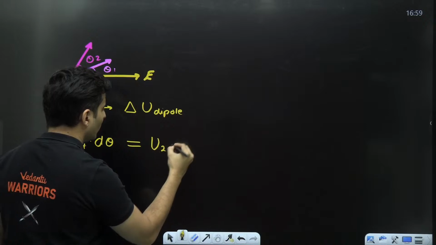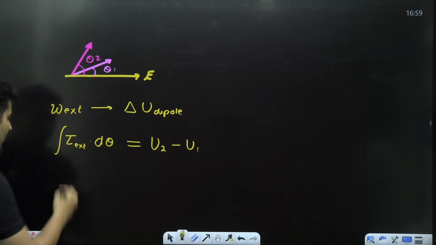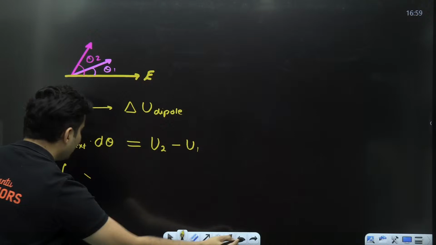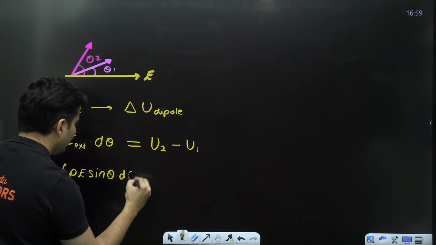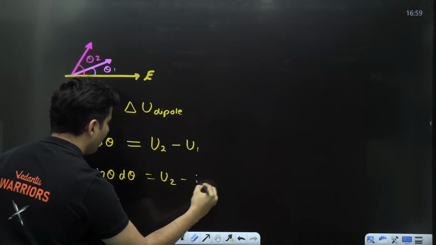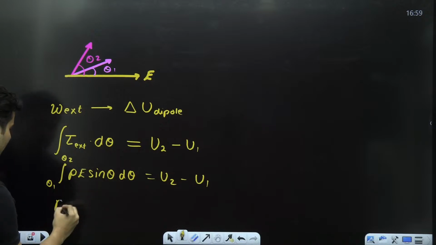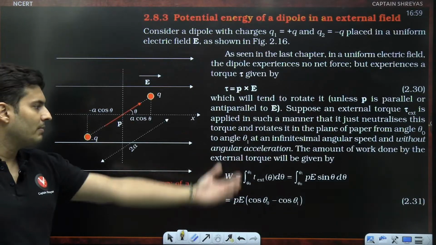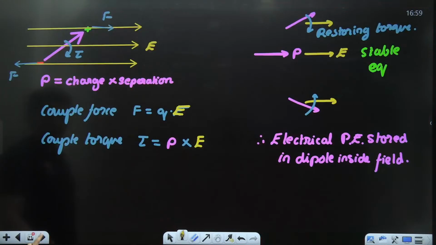That means U2 minus U1. Torque, like we said before, is nothing but PE sine theta, and there is d theta over here, and this is nothing but U2 minus U1. So this will be also from theta 1 to theta 2. So let's put PE outside. That's exactly what they have done even in the derivation that you can see over here. PE sine theta d theta, and then they integrate this.